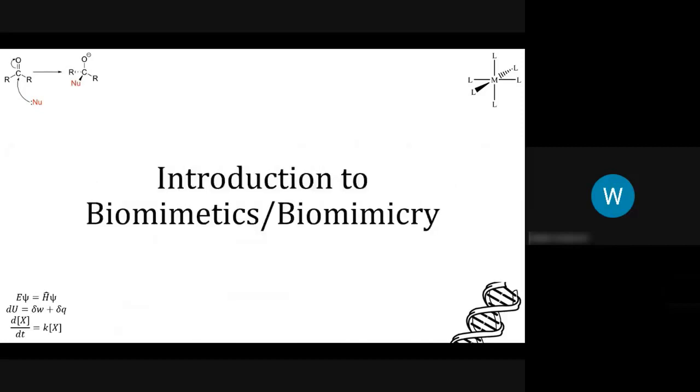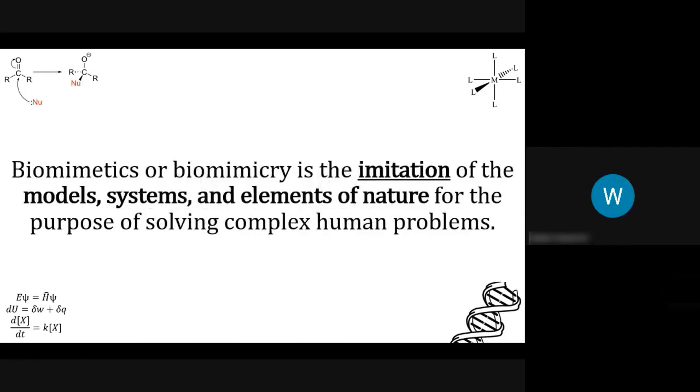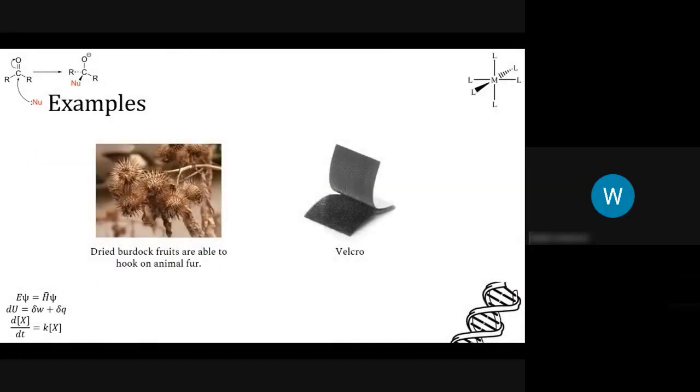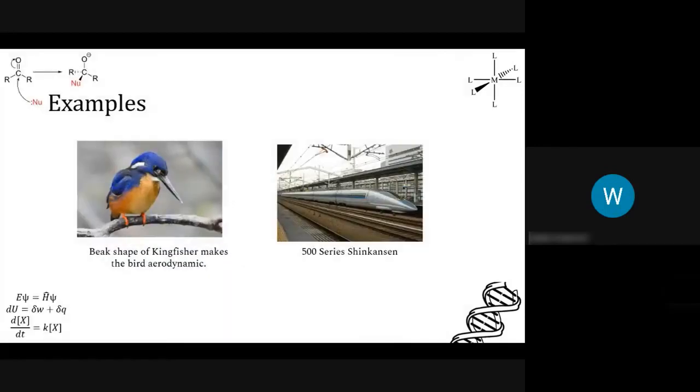Okay, now I'm going to introduce biomimicry. Biomimicry is how humans take structures of nature to solve various complex human problems. Here are some examples. For example, dried burdock fruits have hooks and are able to hook onto animal fur or human clothing, and this is the inspiration for Velcro. Another example would be the beak shape of the kingfisher. It makes it aerodynamic, and this is the inspiration for the nose shape of the 500 series Shinkansen.